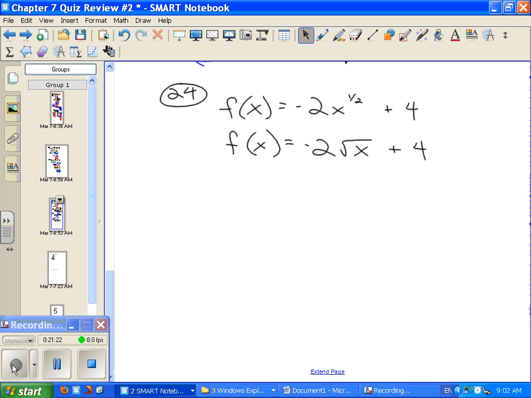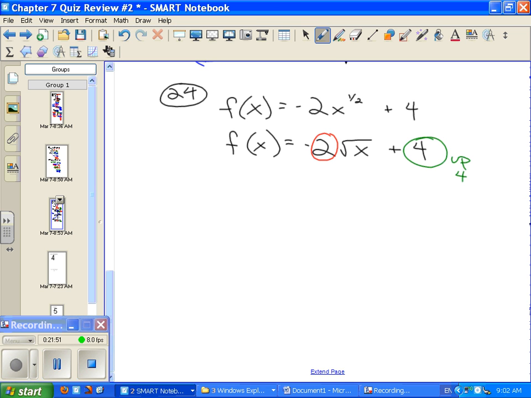Okay, so I actually still have 3 things happening to my graph here. What does this plus 4 do to it? Makes you go up 4. All right, I've got nothing going on inside, so that means I'm not shifting left or right. But the 2 is doing what? Shrinking. No, stretching.